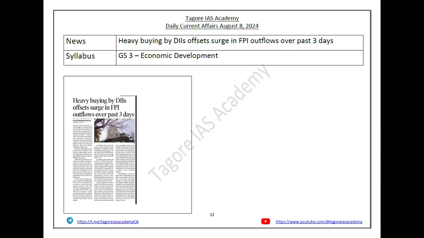We are seeing the market is fluctuating. Stock markets are seeing a downward trend. Why they are seeing a downward trend is because of the selling spree by the foreign institutional investors. FIIs are pulling out their money from India, and that's why the Indian stock market is going down.